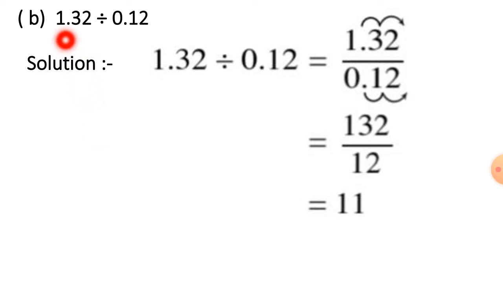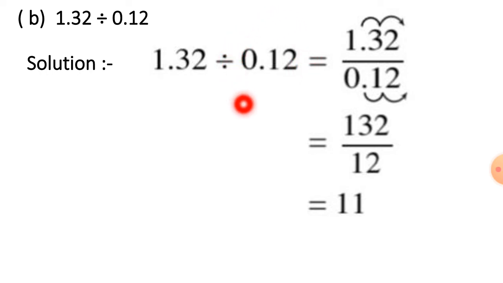B part is here. 1.32 is going to be divided by 0.12. Let's shift this decimal to the end, the same at the end. After two numbers we are going to shift.